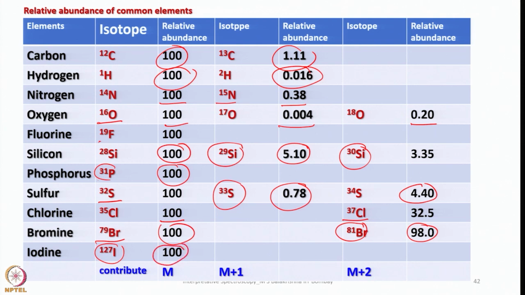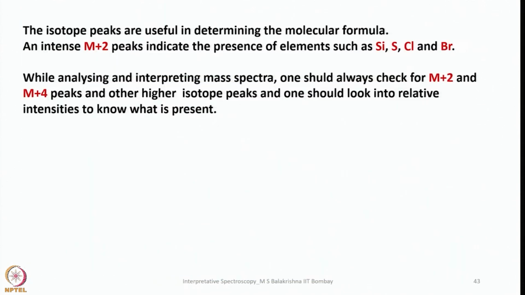So the contribution from this one is M, the contribution from this one is M plus 1, and the contribution from this one would be M plus 2. This clearly shows why, apart from M, we see M plus 1 peaks, and in some cases we also see M plus 2 peaks, because of the different types of isotopes in different abundance present in the sample. So the isotope peaks are useful in determining the molecular formula.